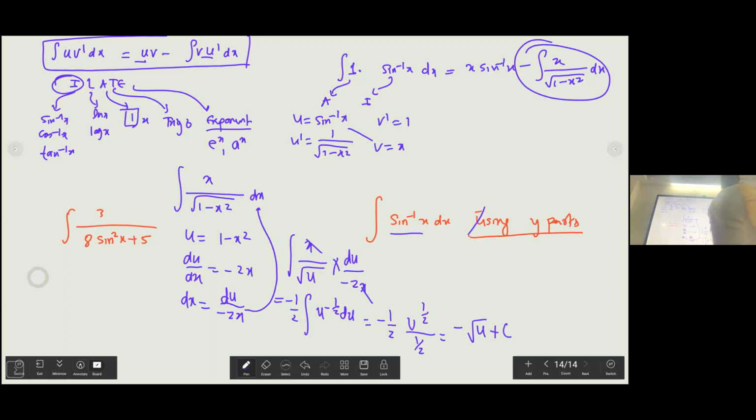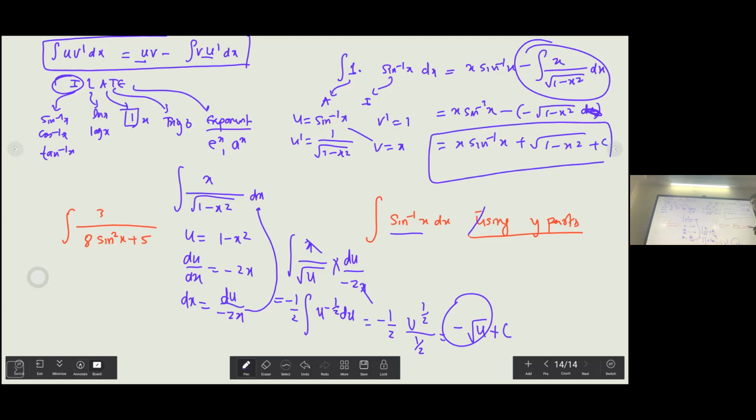And so when I'm putting this in place, x sine inverse x minus root u, and u is nothing but 1 minus x square. So it will become x sine inverse x plus root 1 minus x square plus c. So that's your integration by parts for this particular question.